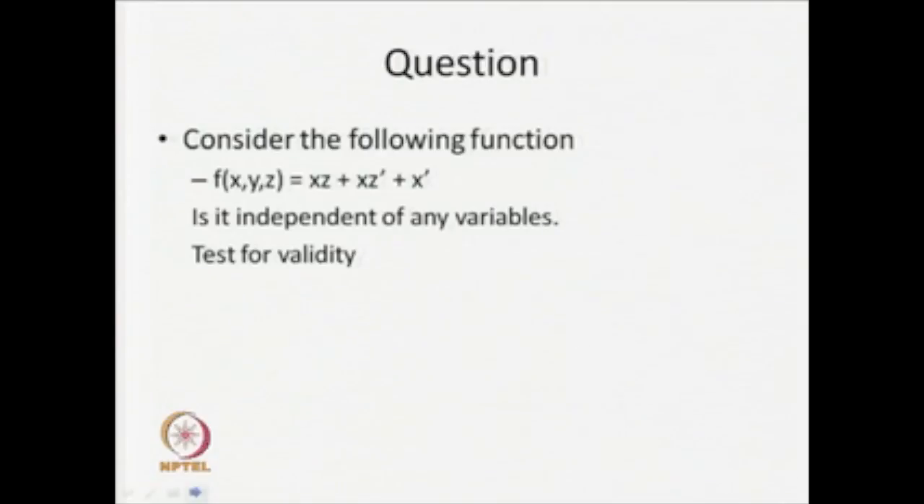Similarly, look at this very small and simple function I am giving: x z plus x z bar plus z dash. Is it independent of any variables? Is it a test for validity? I can say that it is valid if the resultant BDD is 1. Just try to construct it again. From this equation itself I can say that y is not there, so it is independent of y.